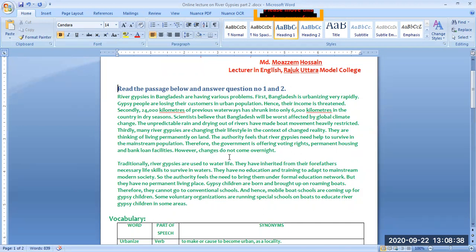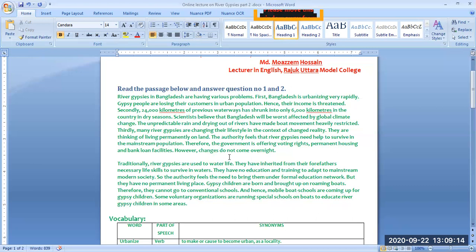First, Bangladesh is urbanizing very rapidly. You know that the villages are going in the stream of the city. So every village is going to be urbanized very quickly. Gypsy people are losing their customers or clients in urban population. You know that urban people are very busy with their life, and again, because of education and other consciousness, people are becoming very aware. So gypsy people are losing their customers. Hence, their income is threatened.